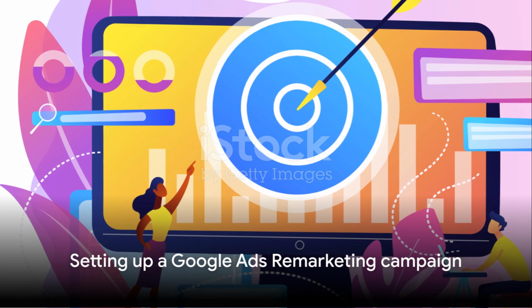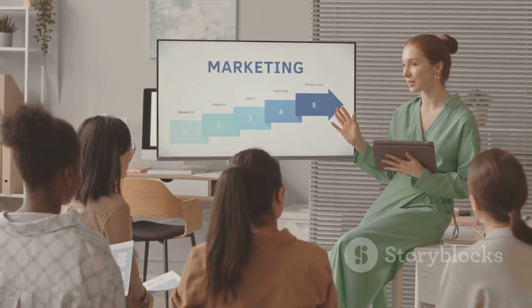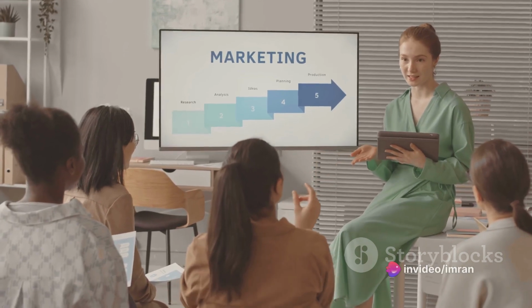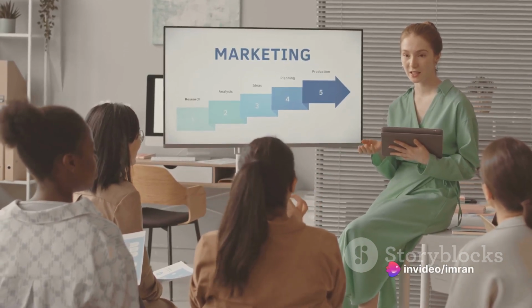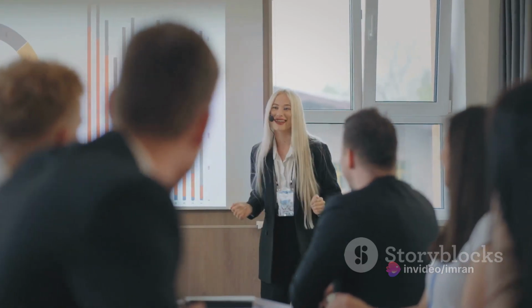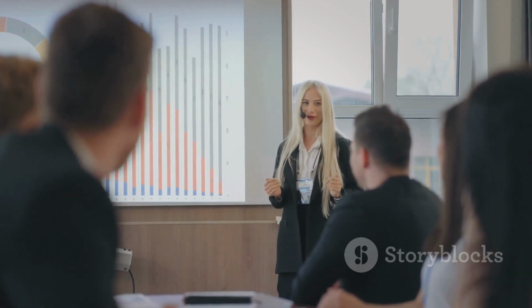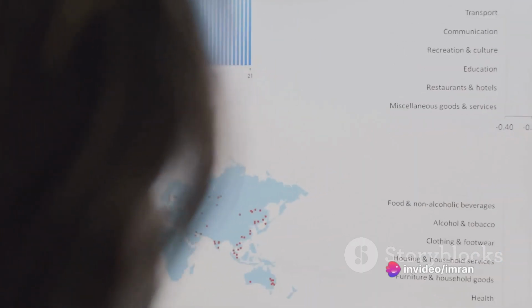Now, how does one set up a Google Ads Remarketing campaign? It's quite straightforward. Here is a step-by-step guide. Step 1. Get started by logging into your Google Ads account. Navigate to the Shared Library on the left side menu, and click on Audience Manager. Step 2. Click on Audience Lists to create a new list. Select Website Visitors as your list type. This will allow you to target users who have previously visited your site.